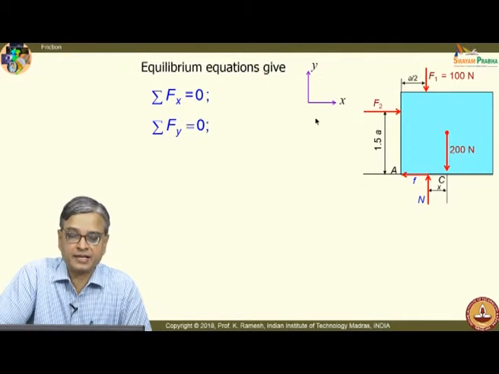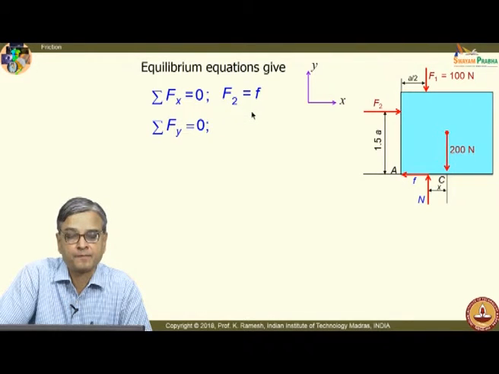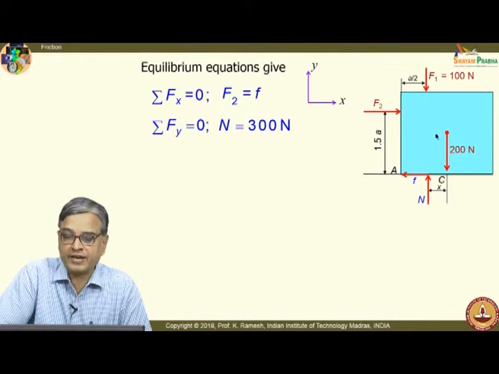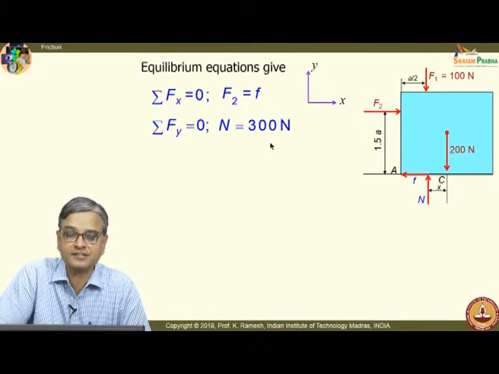And we have the reference axis, and we can write the equilibrium equations, sigma Fx equal to 0, sigma Fy equal to 0. When I apply this Fx equal to 0, I get the expression the force F2 equal to small f. And I get the normal reaction. I have the weight of the block as 200 newtons, an external force which is 100 newtons. So, I get the normal reaction as 300 newtons.